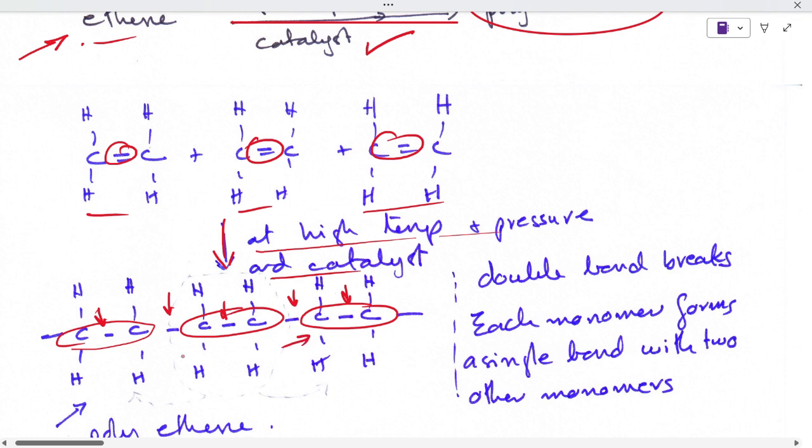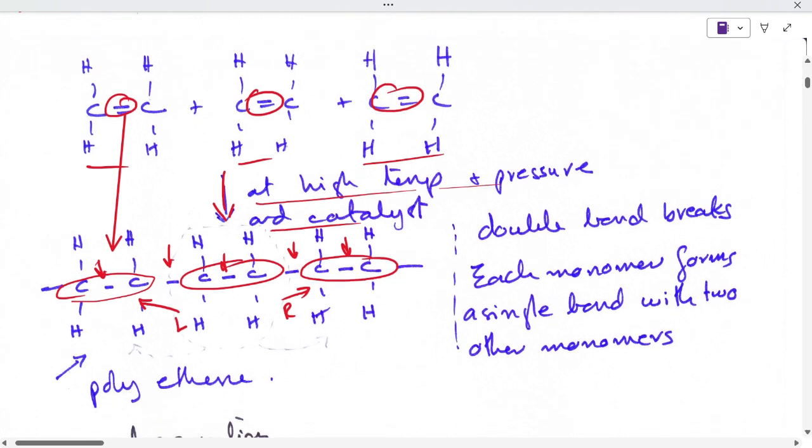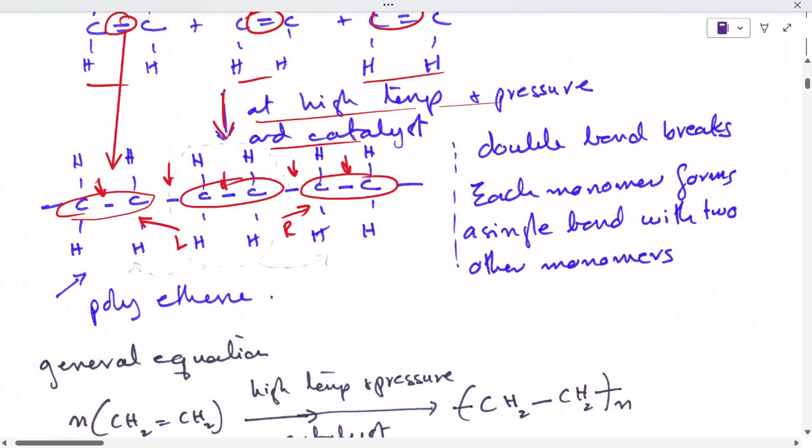So each monomer will join the 2 other monomers on its sides. So the double bond breaks, and each monomer forms a single bond with 2 other monomers. This is called polyethene. Now why are we saying ethene? Because our monomers are all ethene molecules.